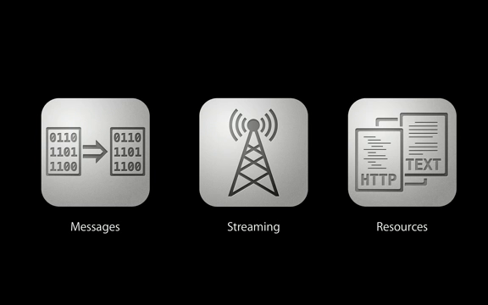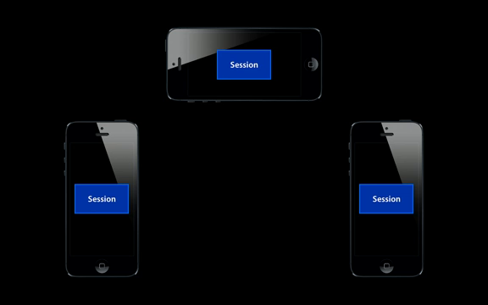So these are the APIs to send data that we provide for you. We have messages, streaming, and resources. And with that out of the way, I want to tell you something cool that multi-peer connectivity provides for you at no cost. You don't have to do anything to make this functionality possible in your apps.